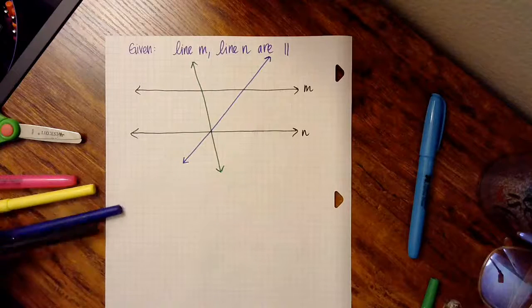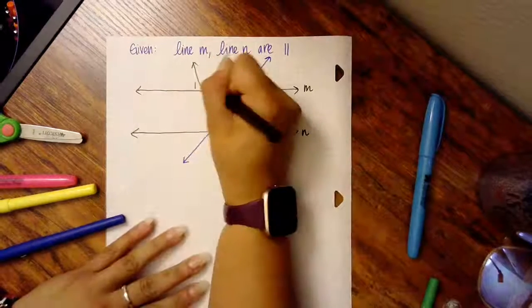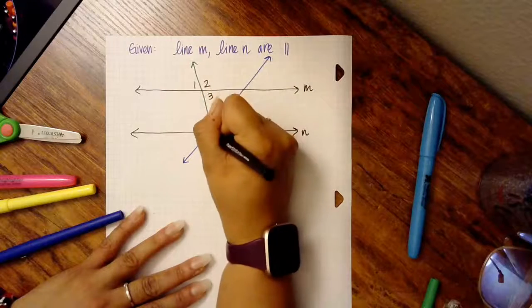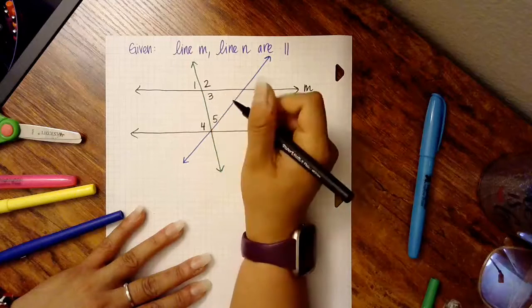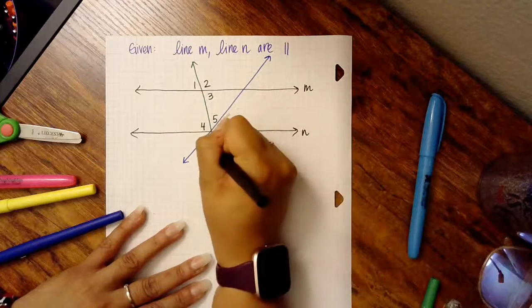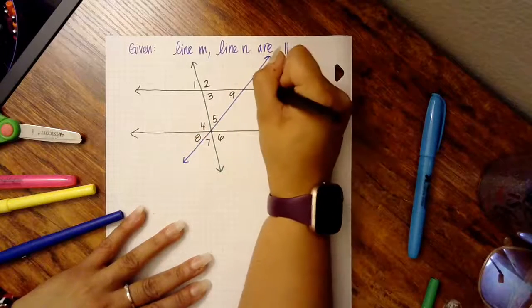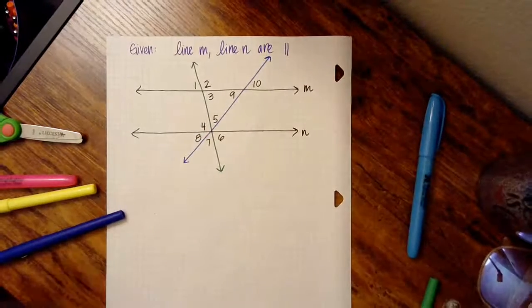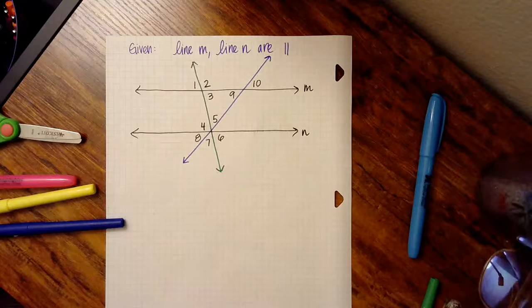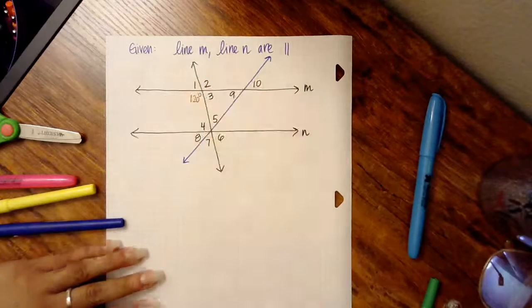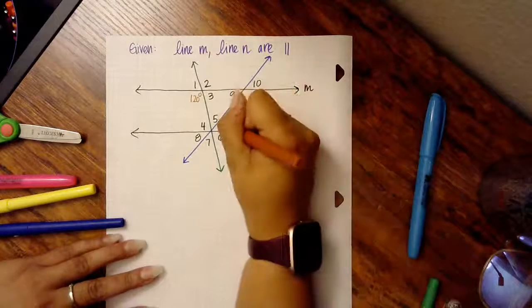So I have angle 2, angle 3, 4, 5, 6, 7, 8, 9, and 10. And I have a couple of angles that are given to me. So I know that this particular angle here is 120 degrees. And I know that this angle right here is 55 degrees.